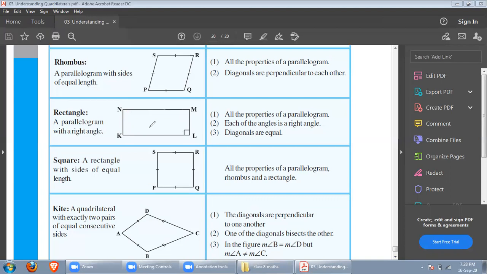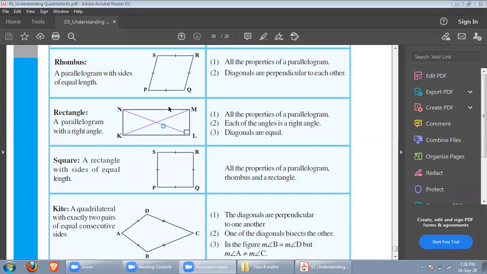Okay, let us check the diagonal property of a rectangle. This being a parallelogram, again, a rectangle is also a parallelogram. The diagonals will bisect each other.